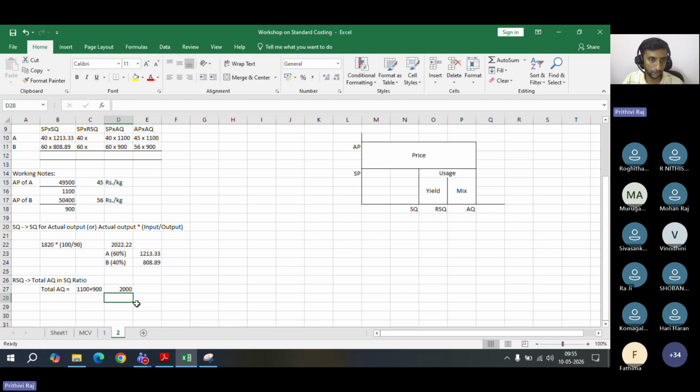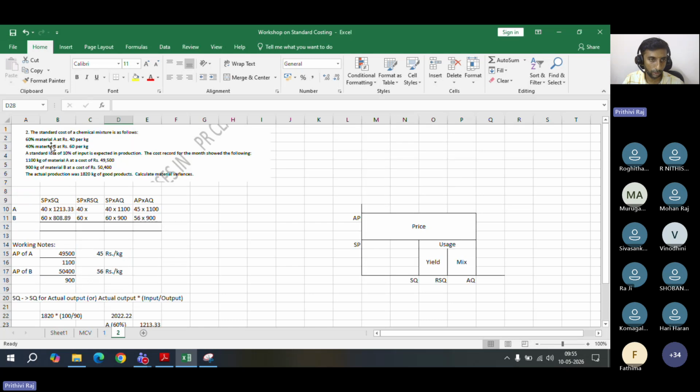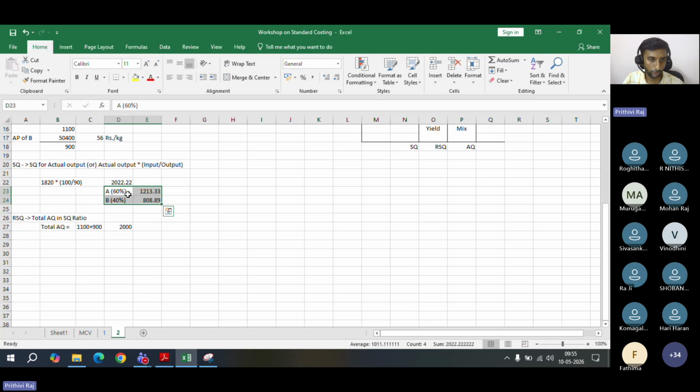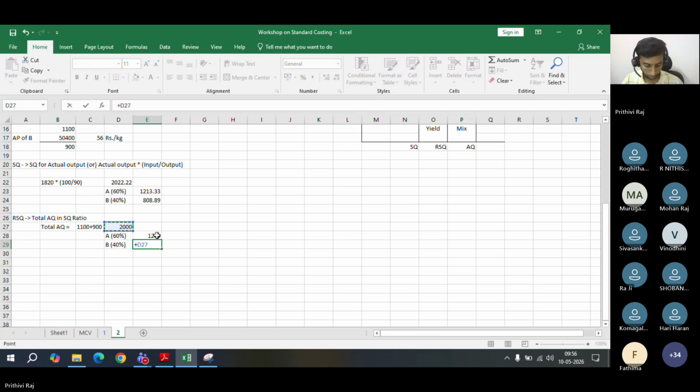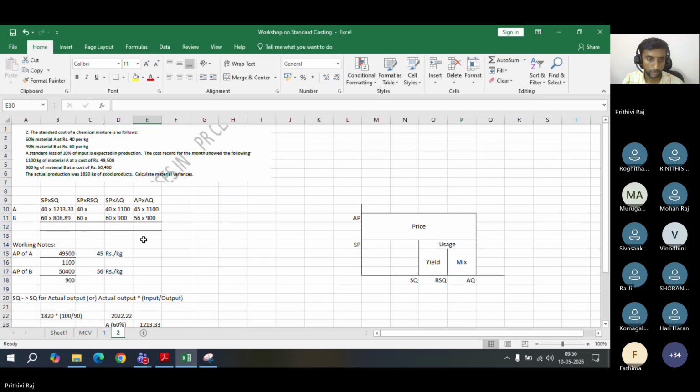SQ ratio. What is the SQ ratio? We already see in the question. SQ split is 60-40. The same split you are going to follow. 60-40. So 2000 into 60%, 2000 into 40%. 1200 and 800. That's all.